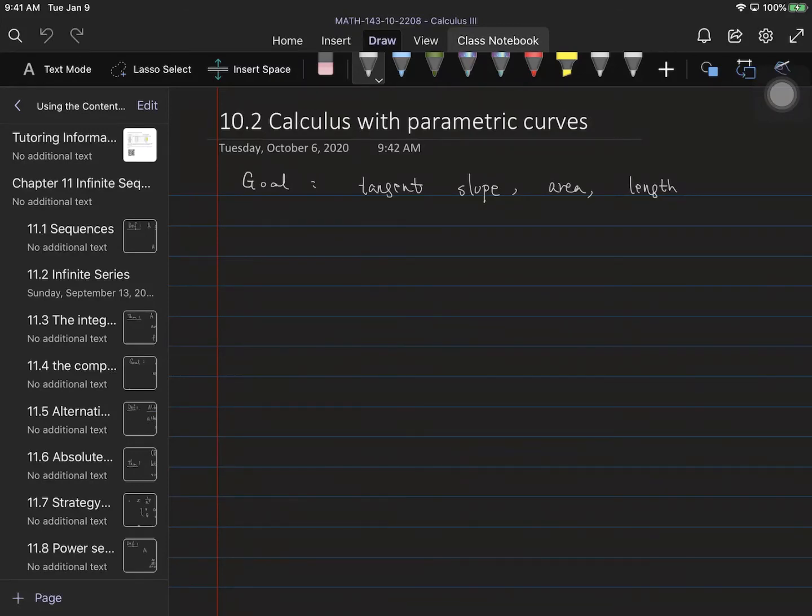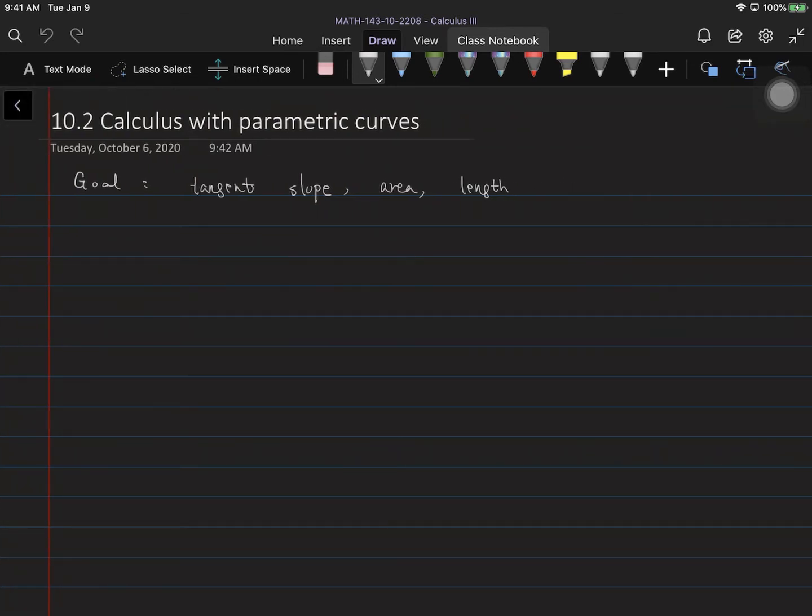Hello. Today we're going to learn 10.2 calculus with parametric curves. In this section, we're going to find the tangent of the parametric curve, the area enclosed by the curve, and also the arc length. Okay, so let's start from the first one, which is tangent.